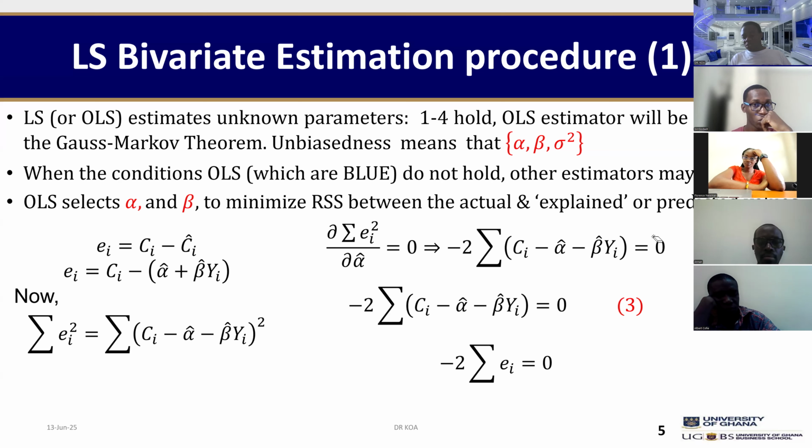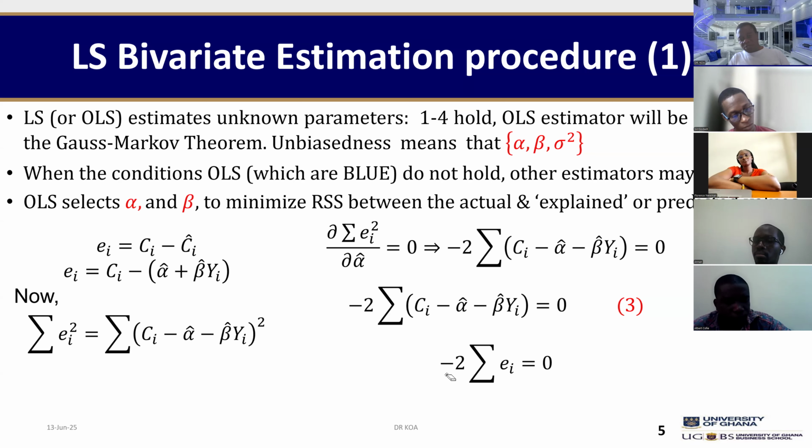Okay? And you set it to 0. And then you expand with the summation symbol. Once you expand with the summation symbol, you will notice that all of this, remember, it's only alpha that we want. We can replace the whole of this with this error, because the first part is the actual consumption and these minuses are the estimated.